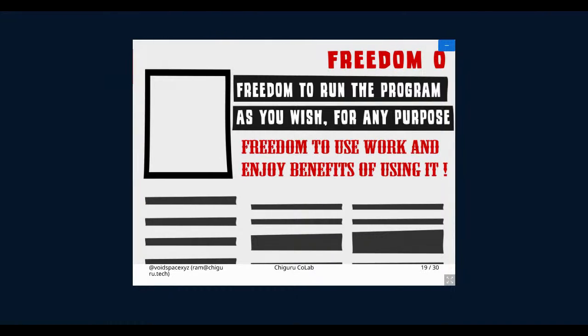The first rule is you have the freedom to run the software for any purpose. There's no restriction. Nobody can come and tell you, hey, you're not allowed to run the software for A, B, C, D purposes. What you want to use the software for is your choice, but the software itself is never going to restrict how you use it.